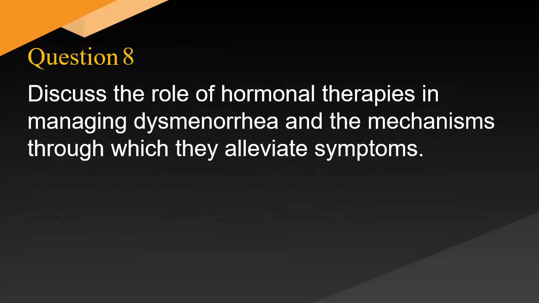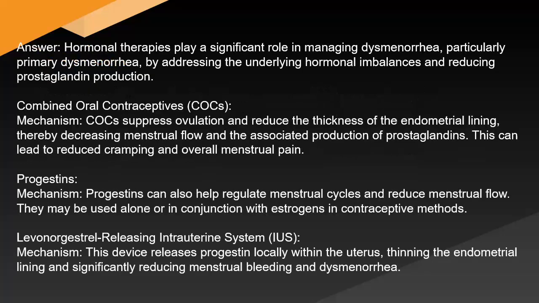Discuss the role of hormonal therapies in managing dysmenorrhea and the mechanisms through which they alleviate symptoms. Answer: hormonal therapies play a significant role in managing dysmenorrhea, particularly primary dysmenorrhea, by addressing the underlying hormonal imbalances and reducing prostaglandin production. Combined oral contraceptives, COCs, mechanism: COCs suppress ovulation and reduce the thickness of the endometrial lining, thereby decreasing menstrual flow and the associated production of prostaglandins. This can lead to reduced cramping and overall menstrual pain.